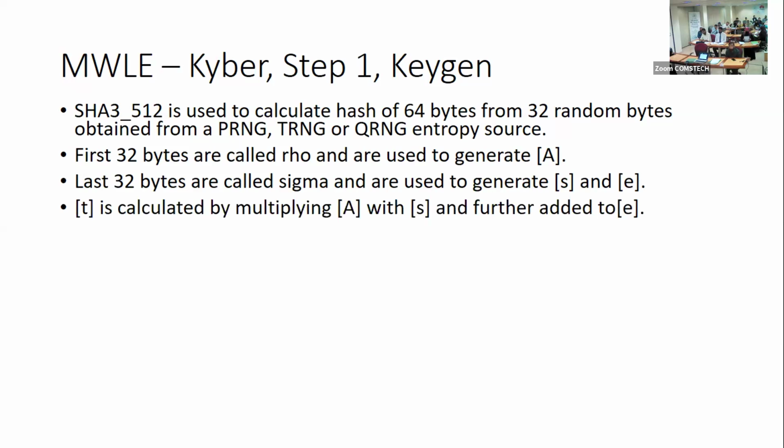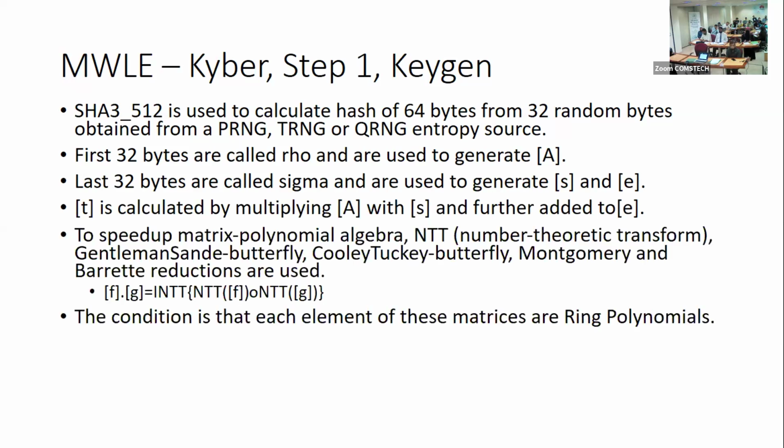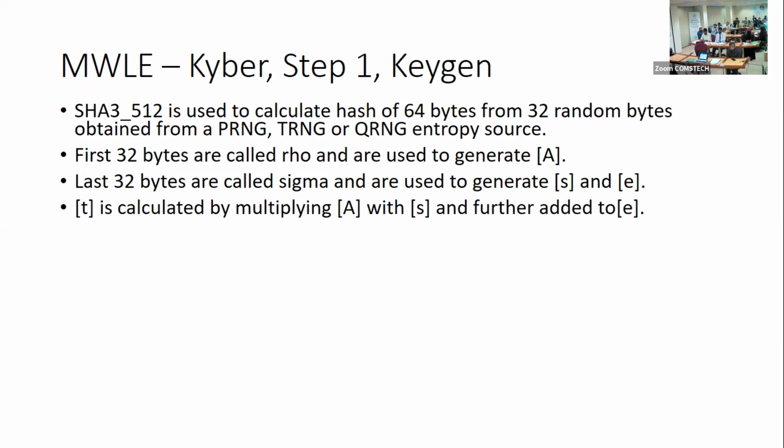Now T is calculated by multiplying A with S and then adding E to it. However, adding two column matrices is not a difficult thing, but multiplying a square matrix with a column, with each element being a polynomial of order 256, is the computationally difficult part. So while making these equations, we use one trick from pure mathematics. That trick was that each element of each polynomial is basically a ring polynomial. If it is a ring polynomial, then there exists a unique type of transform which is called the number theoretic transform.